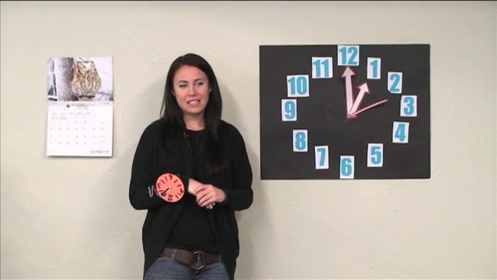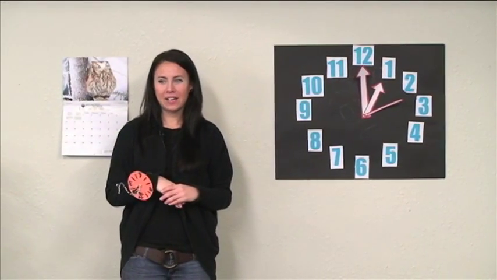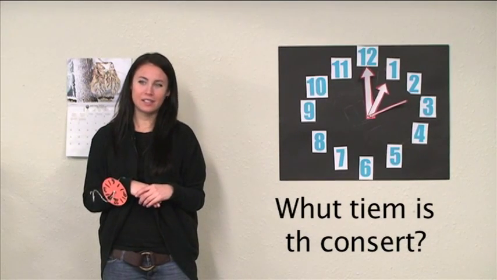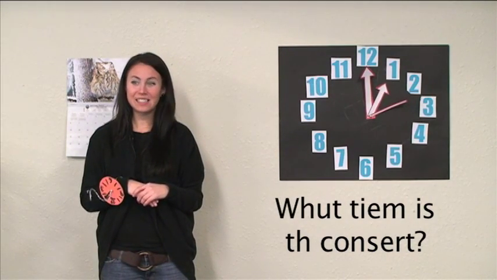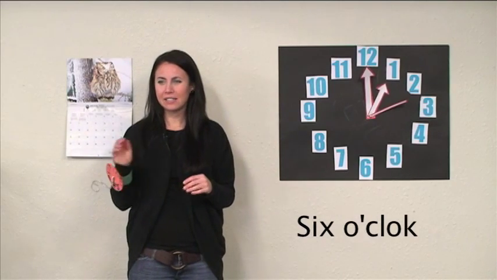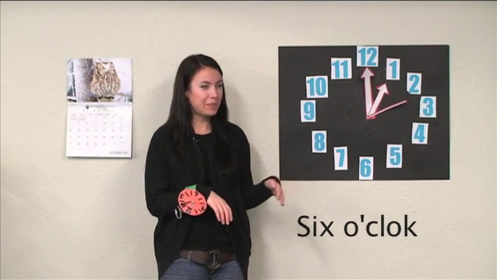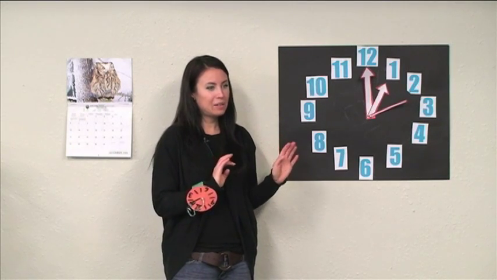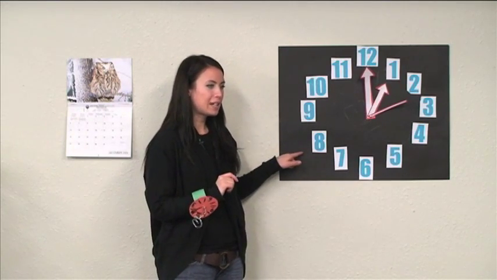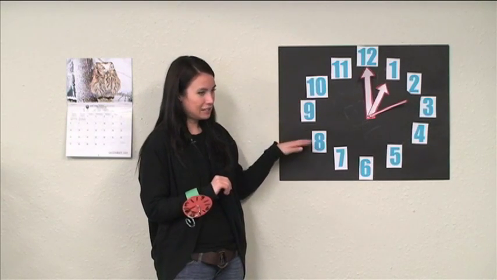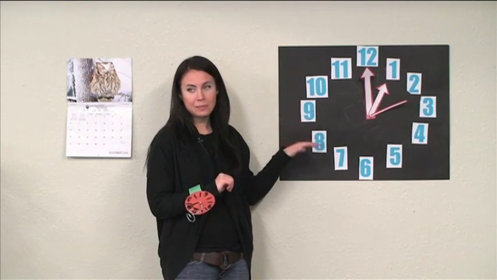What if I ask you, what time is the concert? 6 o'clock. Do you need to say it's 6? No, you don't need to. So if someone asks you when something begins, you don't need to say it's. Only if they ask you what time it is. So if someone says, what time is it? You need to say, it is 2 o'clock or it is 1 o'clock. Just like that.